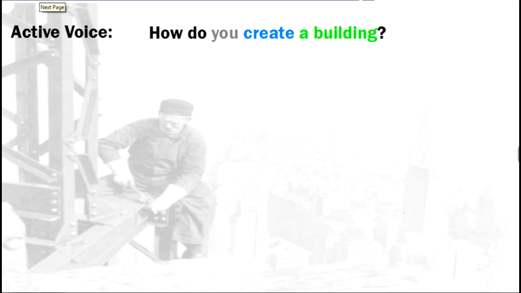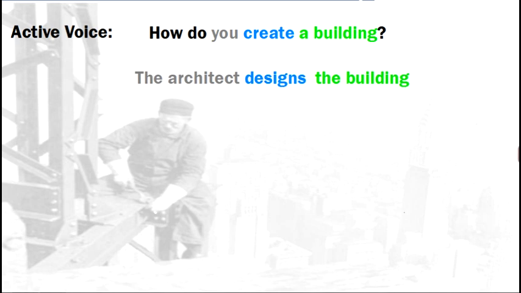So first, to understand the passive voice, we're going to review that for one moment. We need to look at the active voice. So let's look at a process. For example, how do you create a building? Well, maybe the first step in the process of making a building is that the architect designs the building. That's probably the first step, right?